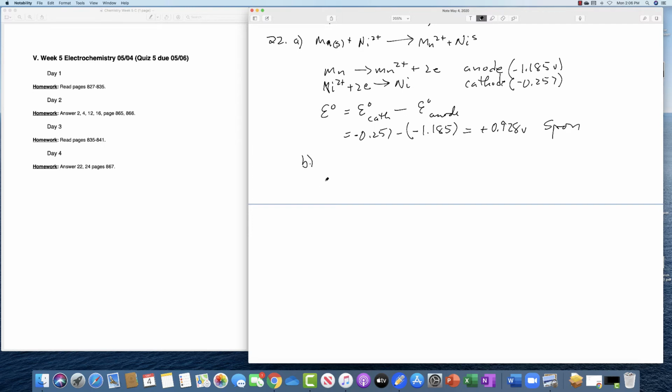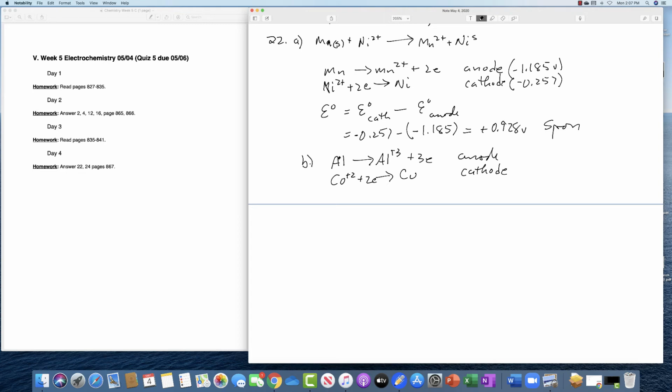So that's A. B, you have copper aqueous plus aluminum solid goes to form aluminum aqueous plus copper solid. So again, we need to write the anode first. The anode is aluminum, goes to form aluminum ions plus 3 electrons. That's the anode. And the copper plus 2 electrons goes to form copper. That's the cathode.